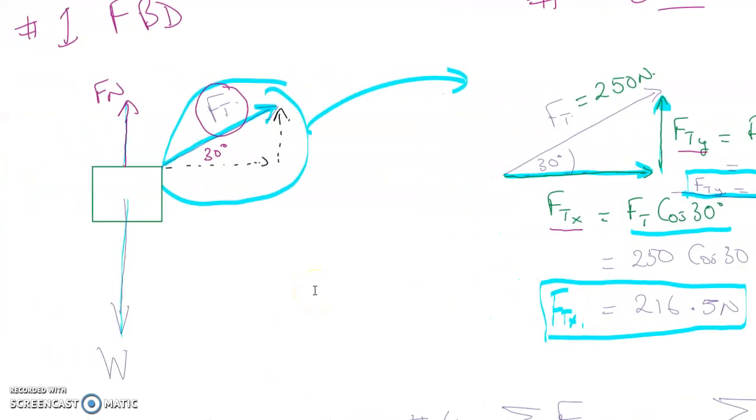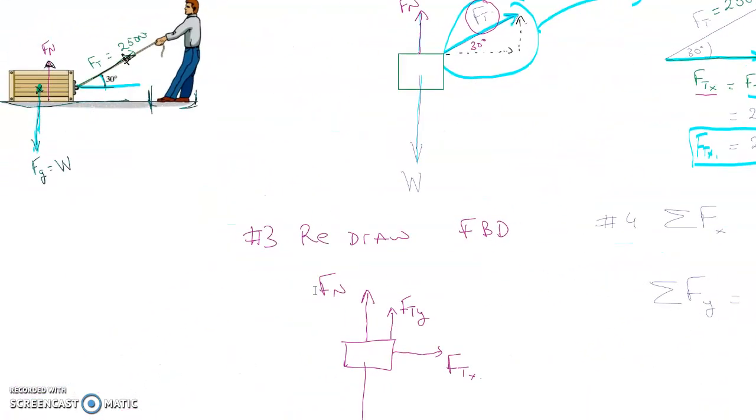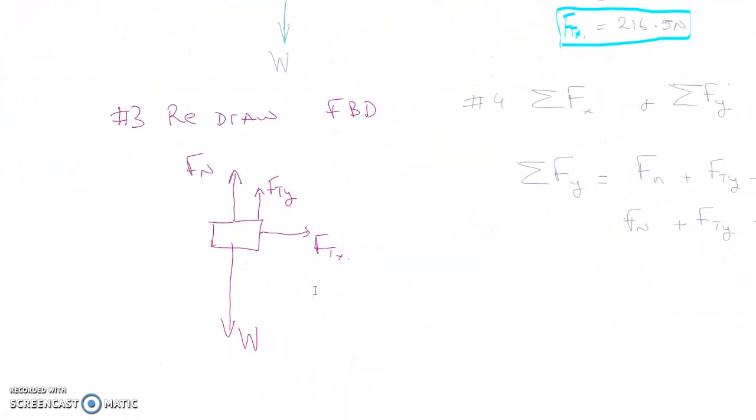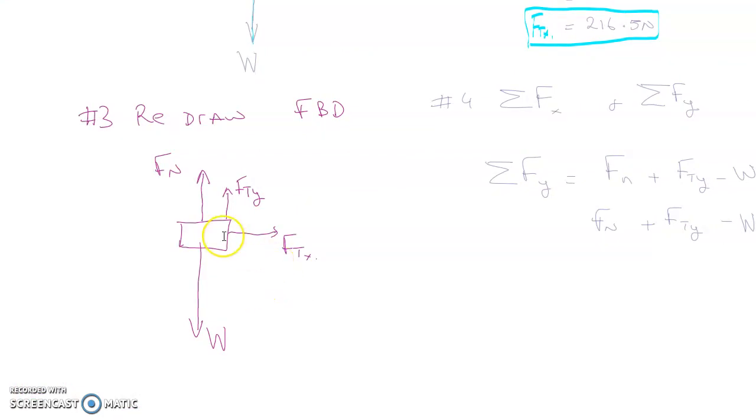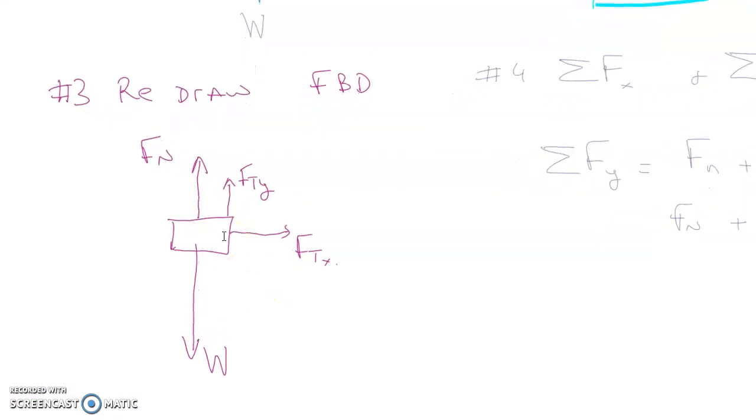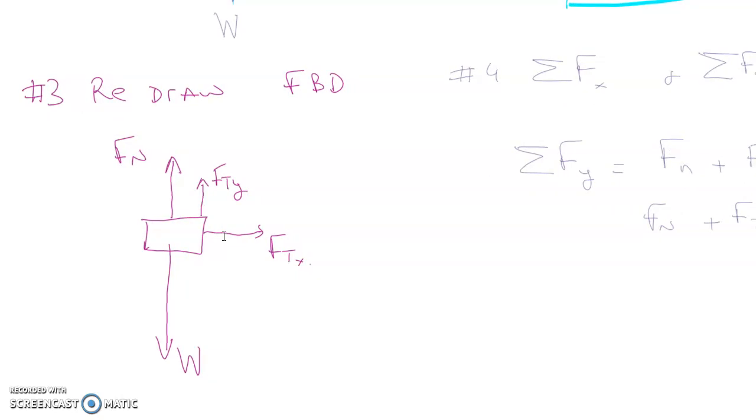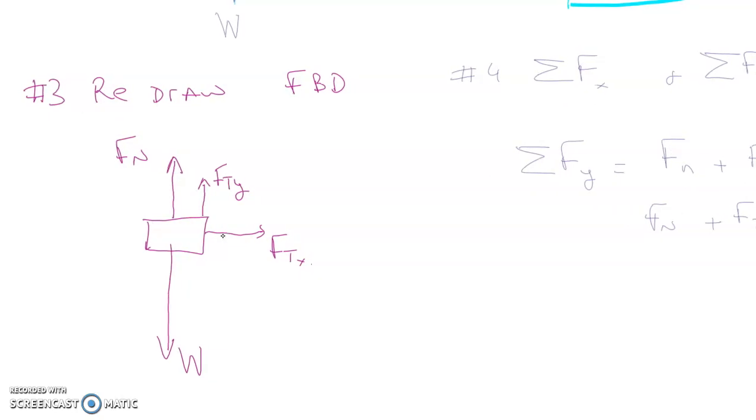Okay, now once we've got that done, the best thing to do is to redraw the free body diagram. I know loads of you want to try to skip this step, but until you get the hang of it, you really, really need to redraw it. So what we've really done is we've replaced the force of tension with its components. So I'm going to put Ftx here, I'm going to put Fty here. And now we've got values for those, so now we're ready for step 4.